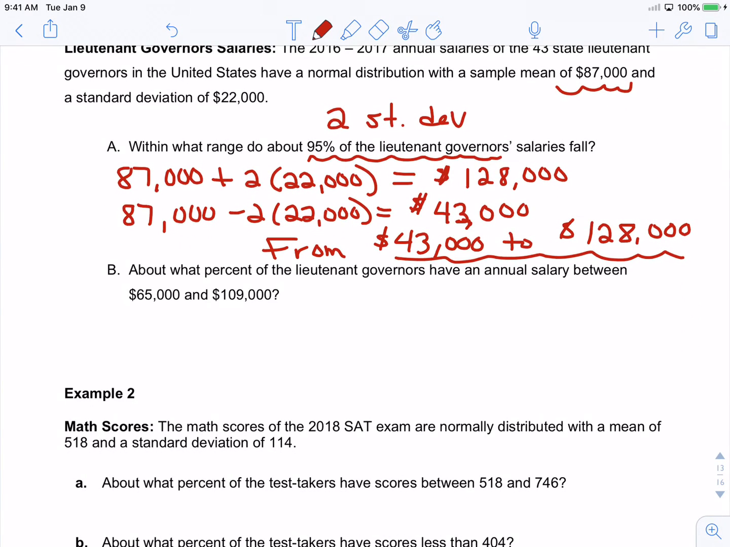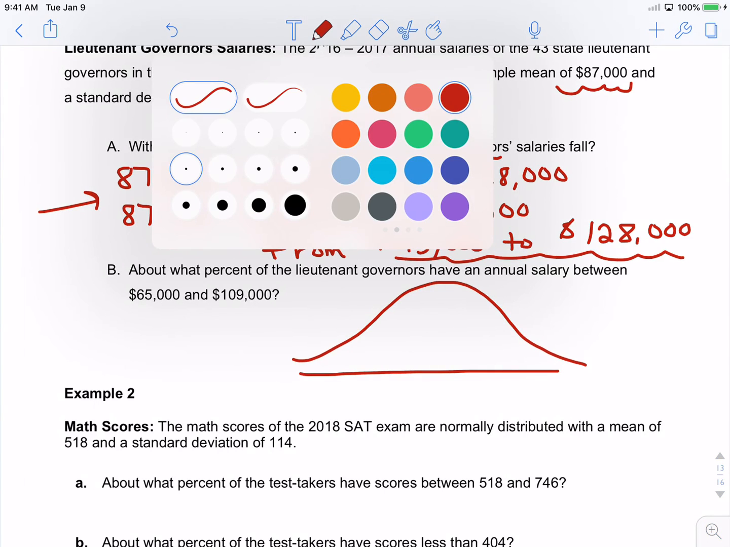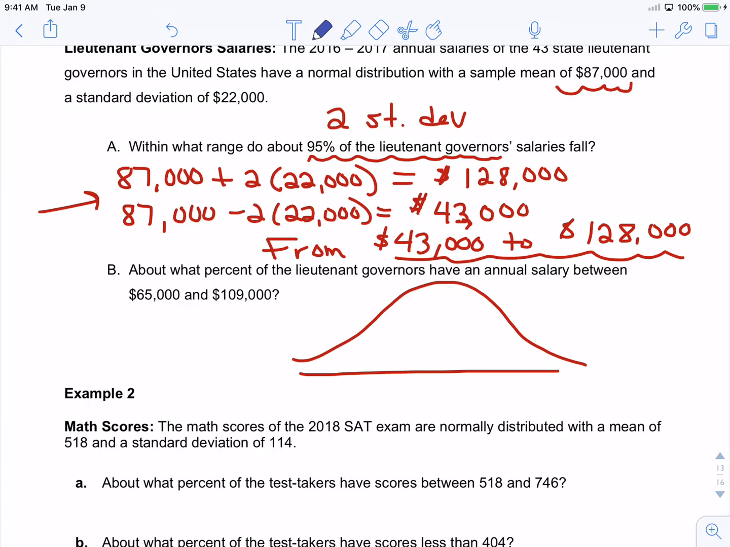The second question says, about what percent of the lieutenant governors have an annual salary between $65,000 and $109,000? I can do this problem pretty much like we did above, or I can do it with a little picture as well. I'm going to draw the picture to show how the above information supports it, and to show you that you can approach this problem 2 different ways. And this is how your homework is going to look, so you can see how we're going to graph or think about the homework.